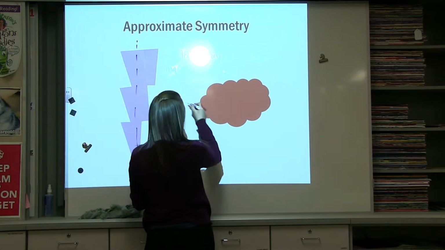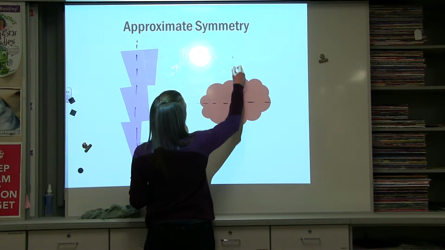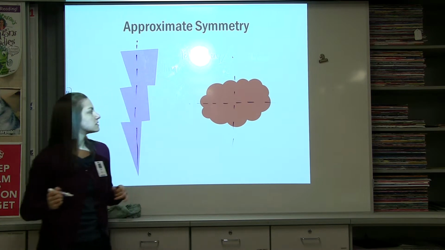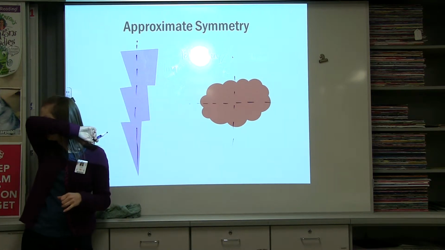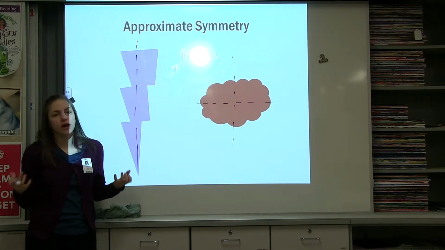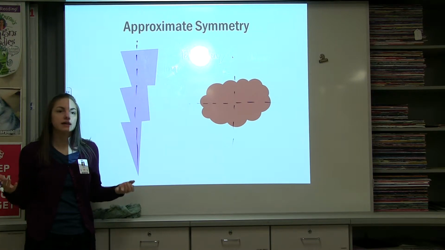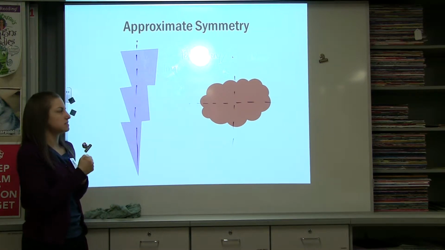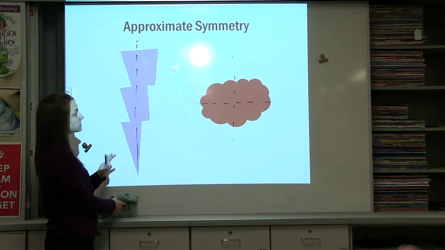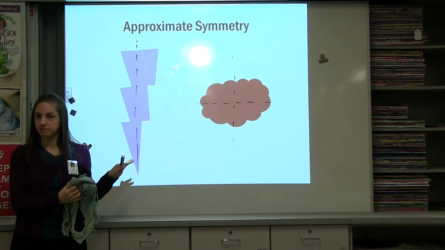This one as well, you could really use either axis, right? It's going to be approximately the same on both sides. It's not exact, but it's close enough, right? So does approximate symmetry make sense?